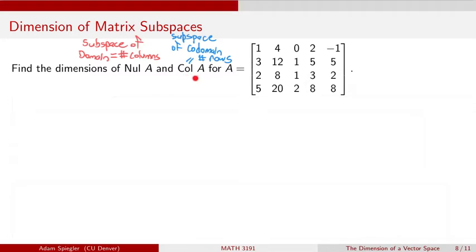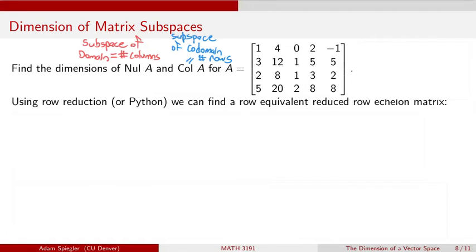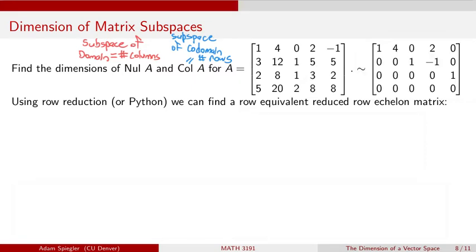And the column space of matrix A is going to be a subspace of the codomain, and that's going to equal what we get in the end, a vector that has the same number of rows as matrix A. And so one way that we can identify a basis for the null space and the column space, if you recall, is to take this matrix A and, doing row reduction or using Python, write it in its reduced row echelon form, which I have up top.